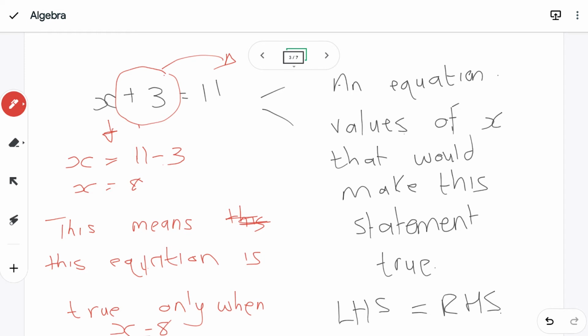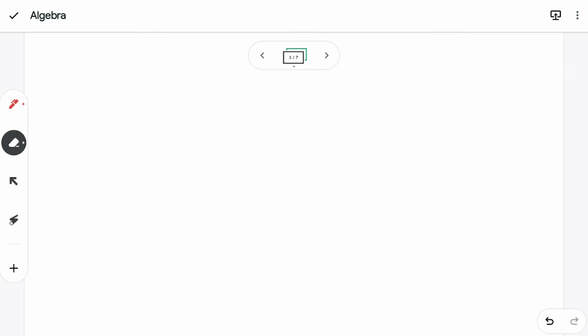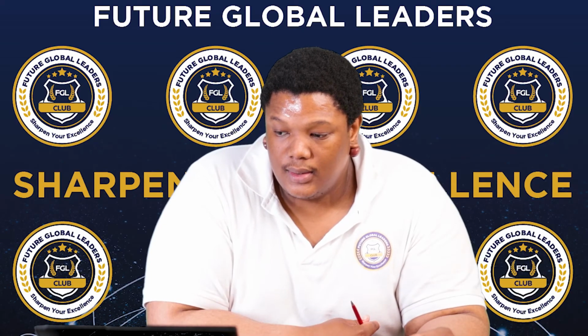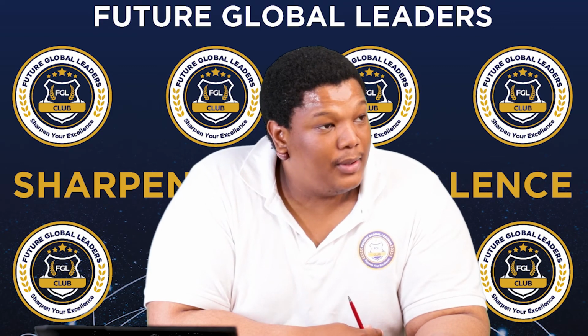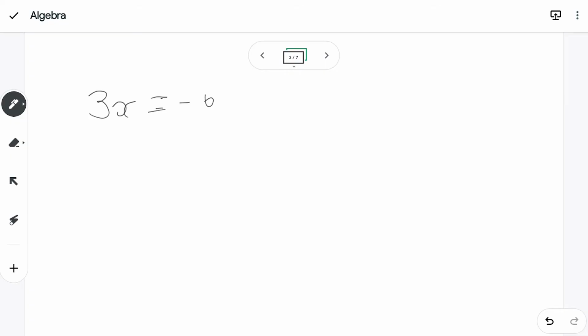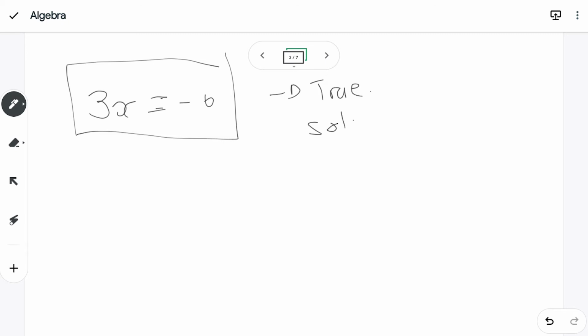Alright? Let's have another look, guys, at an example of a different type of equation. We have 3x is equal to negative 6. So what we're basically doing is we're solving this equation. By solving, I mean we need to find a value for x which will make this equation or statement true. In this case, we call this solving for x.